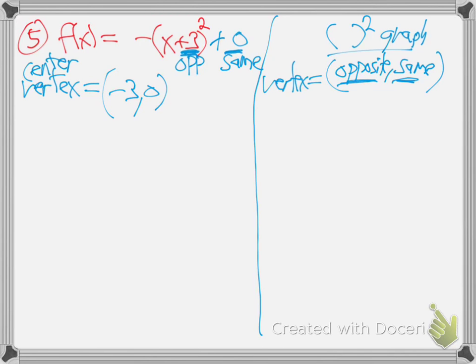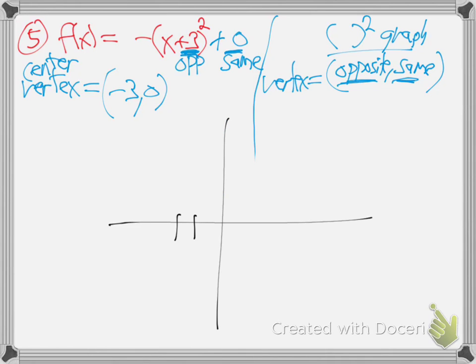That's the center. So if I go to the graph now, back 3, up 0, right there. Back 3, up 0. That's the center of the U-shape. Remember, x squared graphs are always a U-shape. This is going to be a U-shape, a parabola they call it.